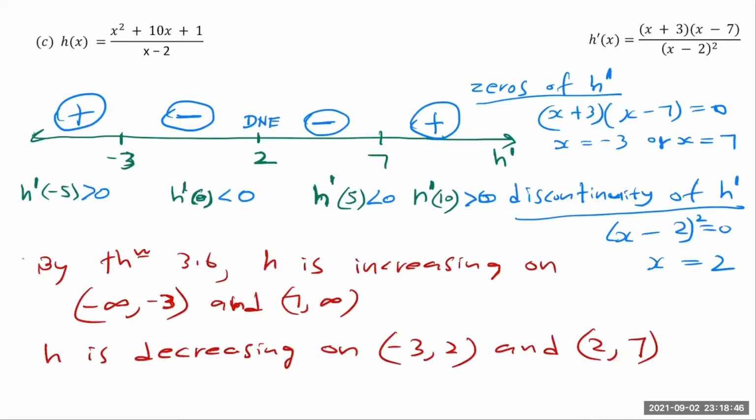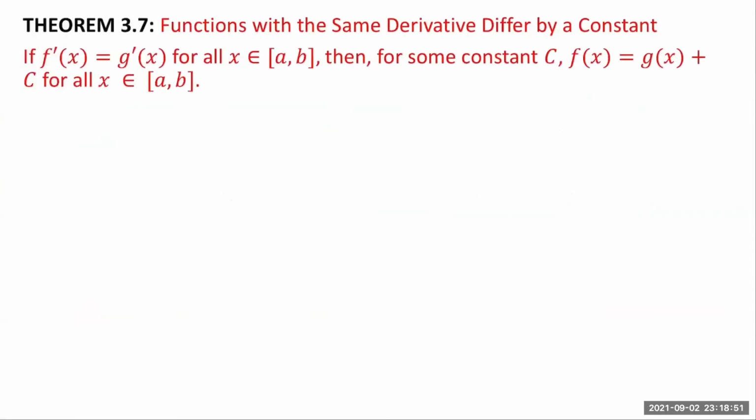All right, let's move on to our next example. Here is our next example. Oh, pardon me. I want to go over this theorem before I go to the next example. Theorem 3.7, functions with the same derivative differ by a constant.